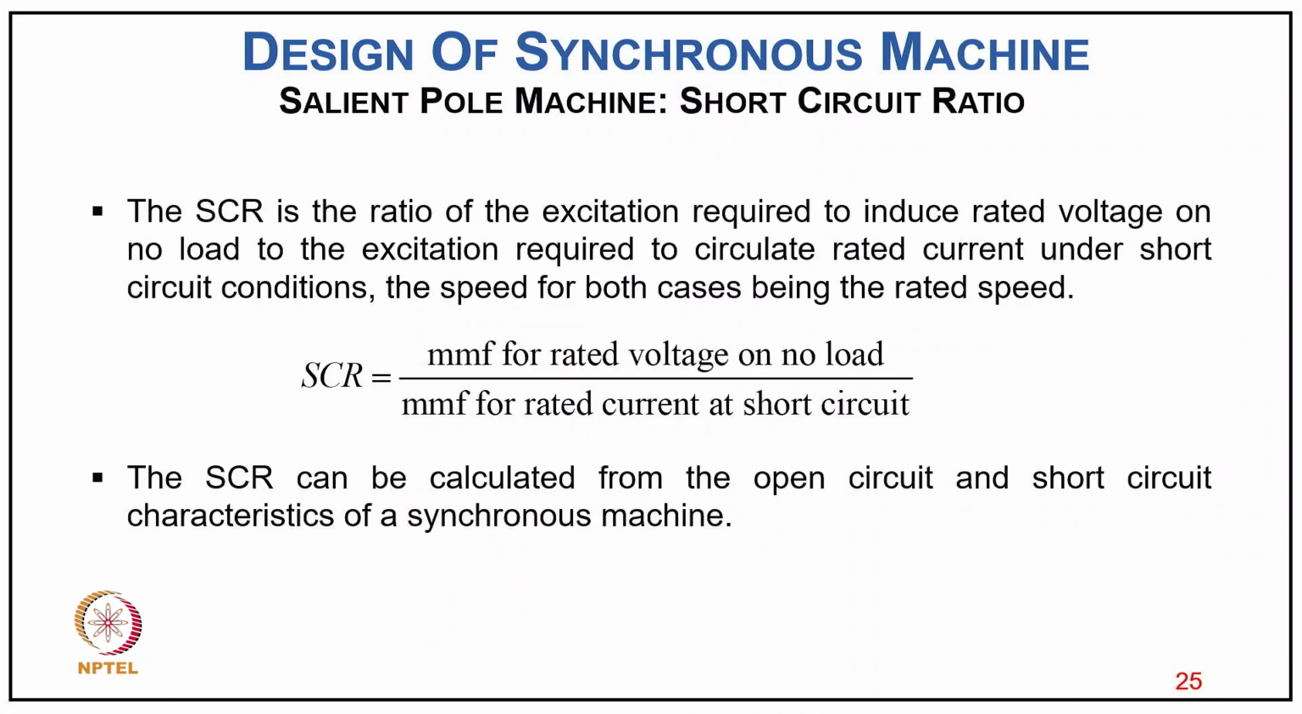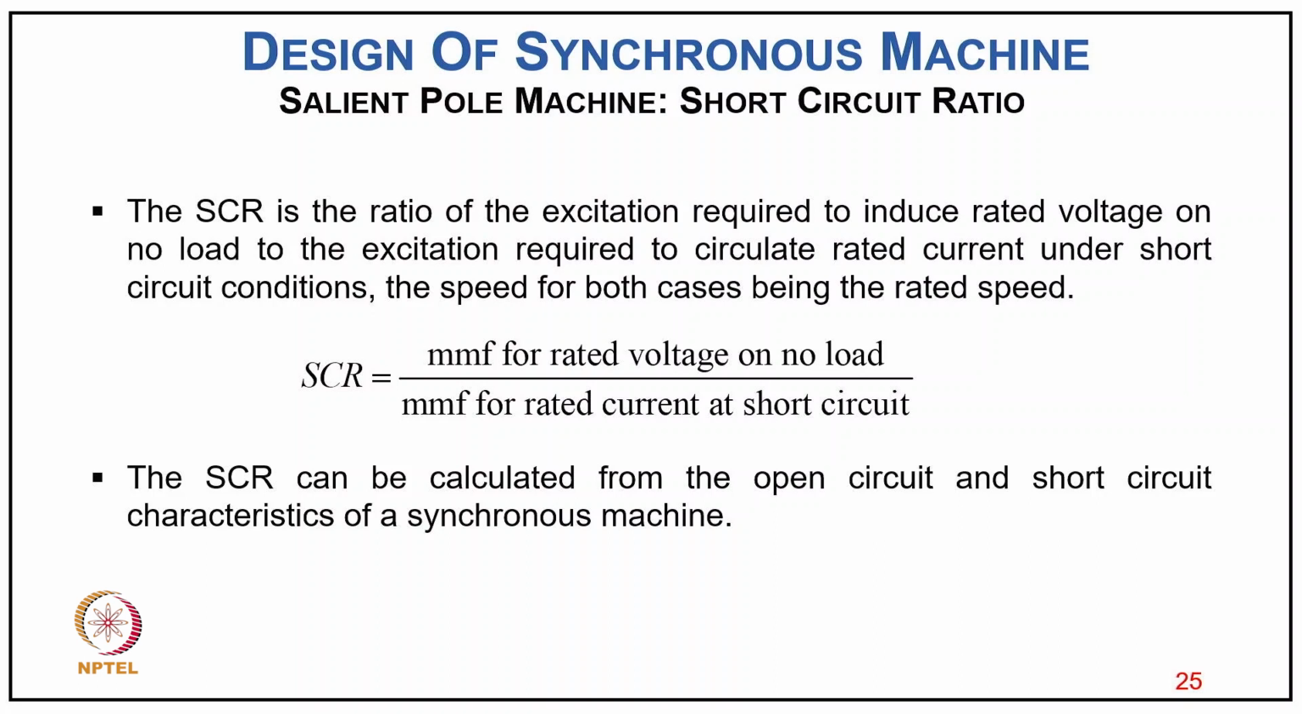If yes, then stop. So now, coming to salient pole machine, calculation of short circuit ratio. SCR, or short circuit ratio, is the ratio of the excitation required to induce the rated voltage on no load to the excitation required to circulate the rated current under the short circuit condition. The speed for both cases is the rated speed. So SCR is equal to MMF for rated voltage at no load upon MMF for rated current at short circuit.